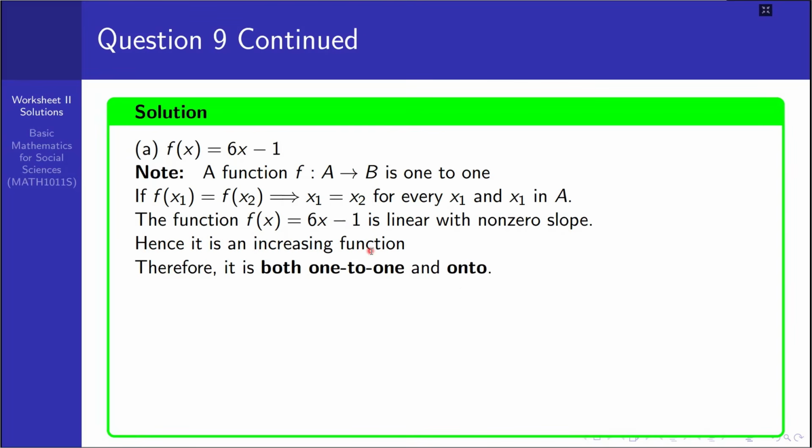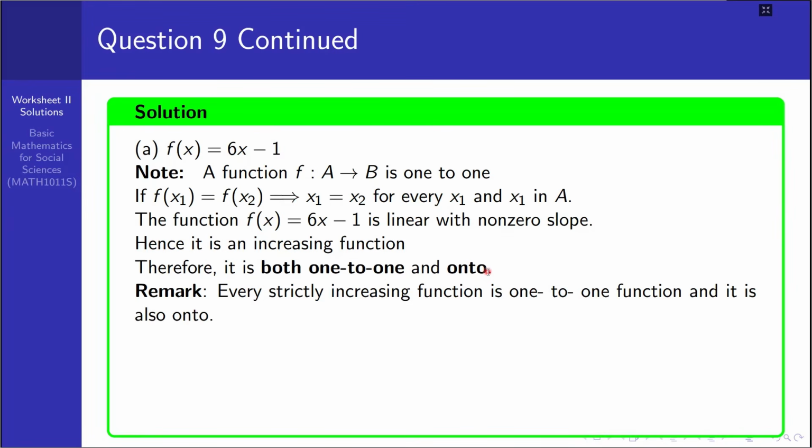Therefore, the given function, f of x equal to 6x minus 1, is both one-to-one and on-to function. We have this remark. Every strictly increasing function is one-to-one function and it is also an on-to function.